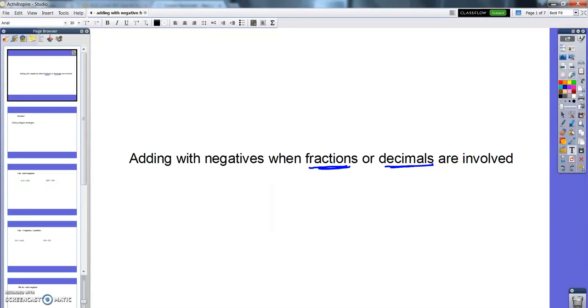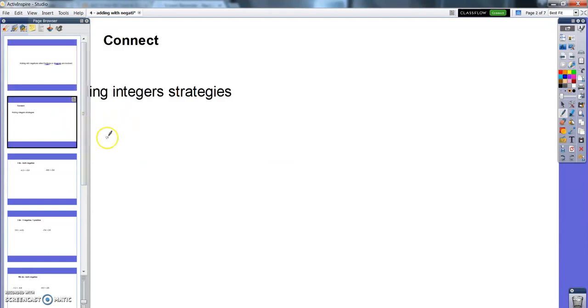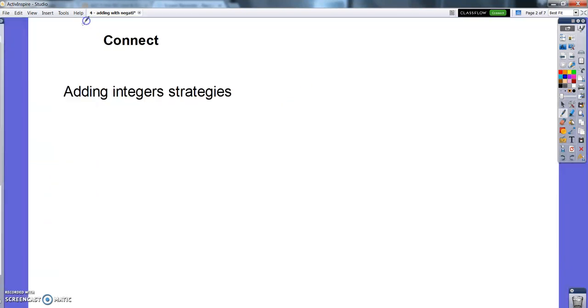Hello, advanced math. Last lesson on adding with negatives. We're going to put fractions and decimals in the mix today. So no new strategies, just using the same strategies with different kinds of numbers. So go ahead and write this as the next page in your math notebook and give me lots of concentration when you're done. Okay, so real fast, quick review.